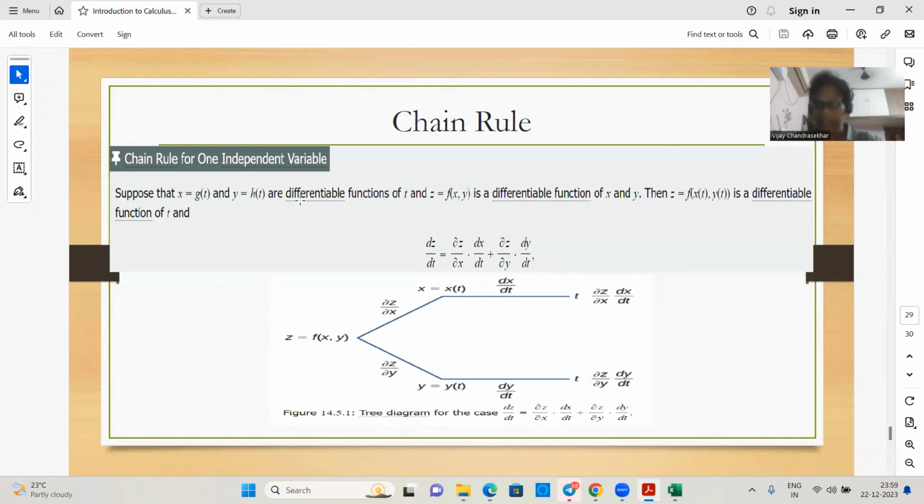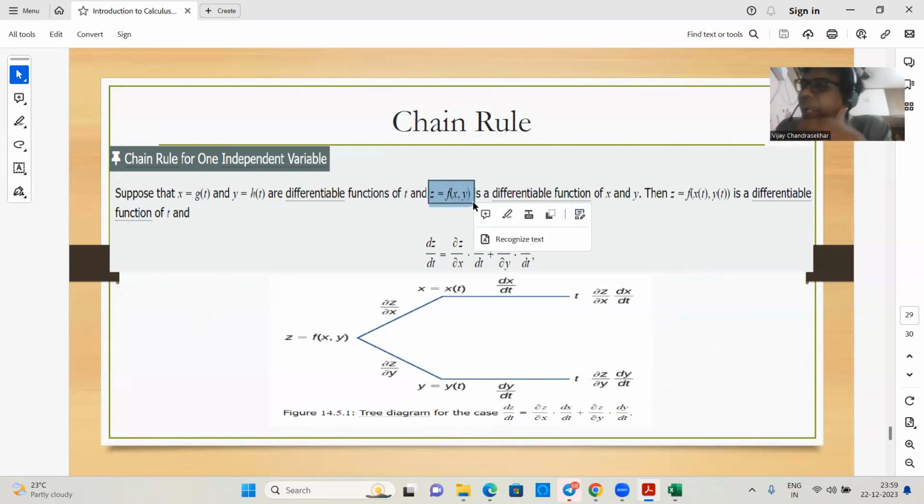This is an example where I'm not going to go through the details, but take this case. x equal to some g of t, y is equal to h of t, and z is equal to f of x comma y. So look at this. z is a function of x comma y. If you forget everything else, just focus on this.